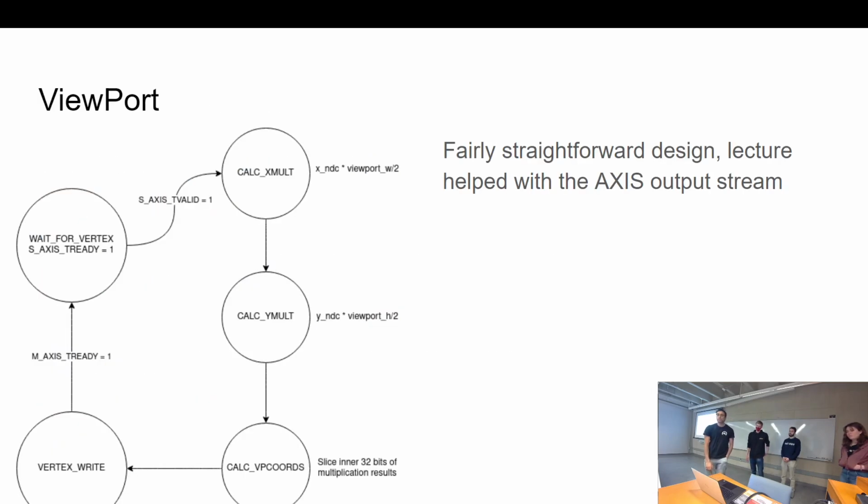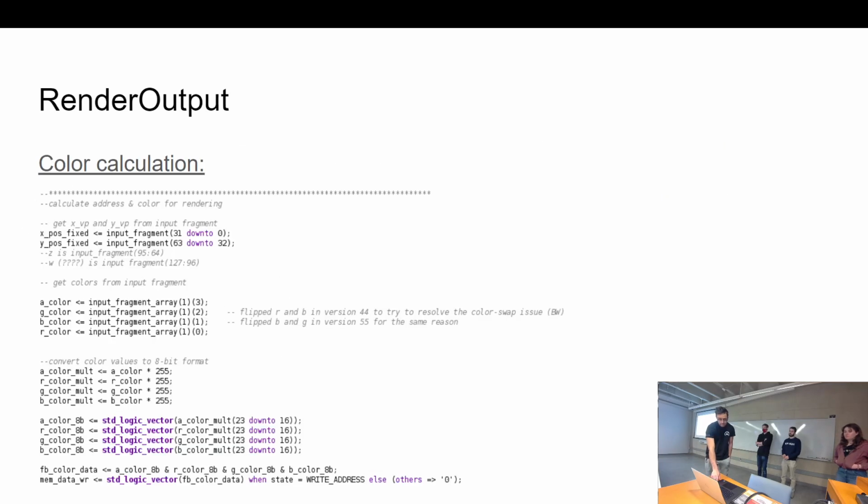For the viewport, it was just the basic FSM design, doing the transformation. I don't think we had any issues with it, because it was fairly straightforward when we did simulation, but when we were connecting it to the render output, we had a bit of issues. We have curvy and straight lines in the FSM.